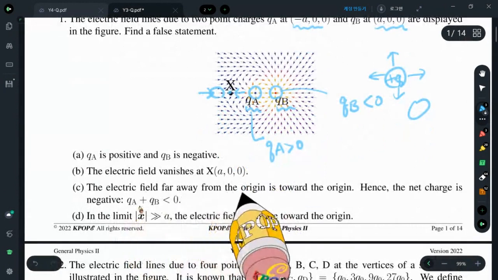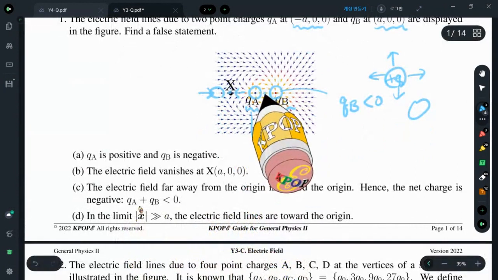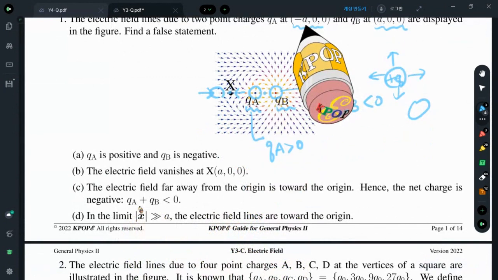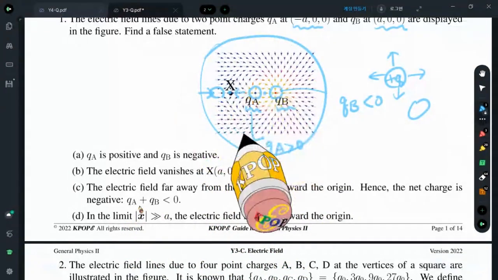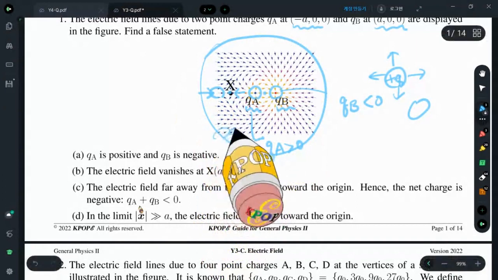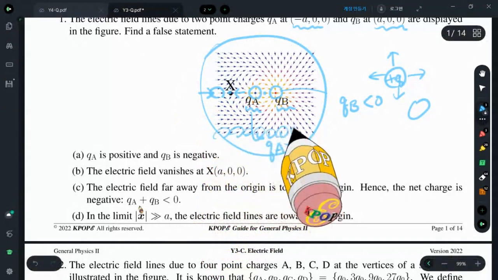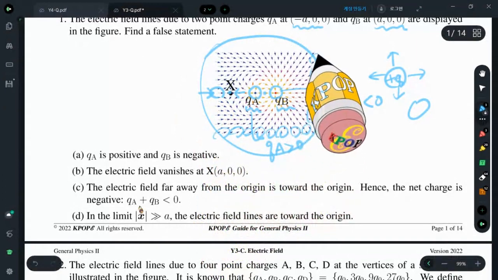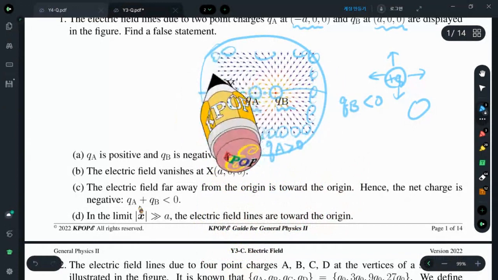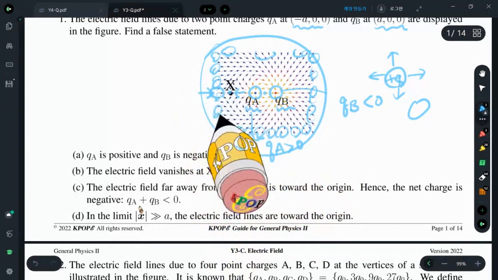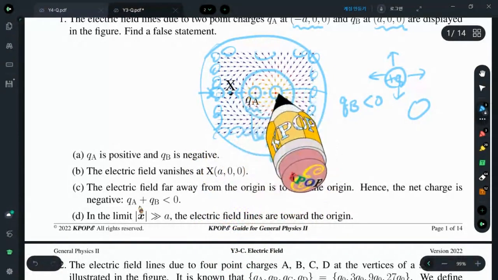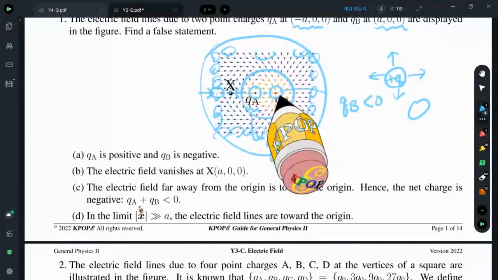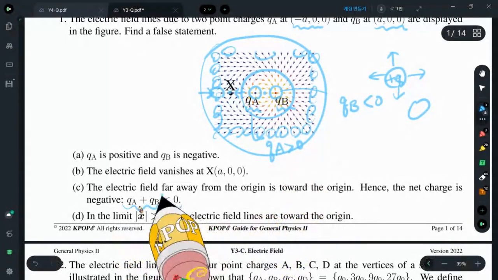Electric field far away from the origin. Here the central point is the origin, A minus A. And very far away from these two charges, we find all of the electric fields are coming in. There's no arrow going out of this. Therefore, if we consider the sum of the two charges, we think the sum should be negative.